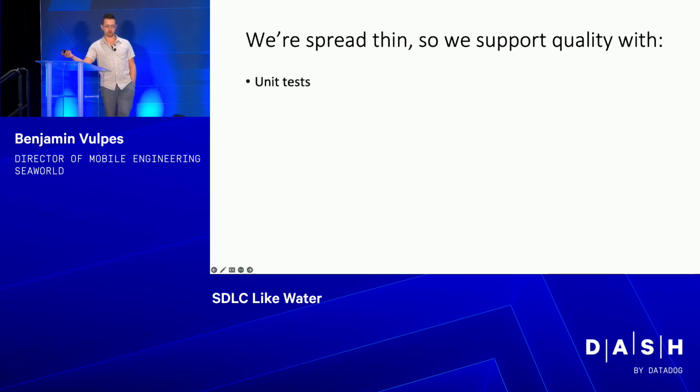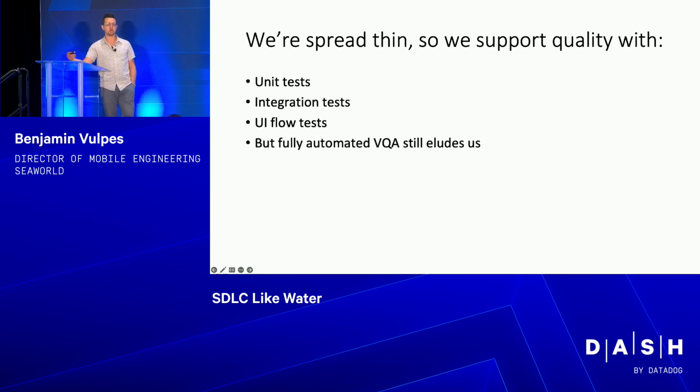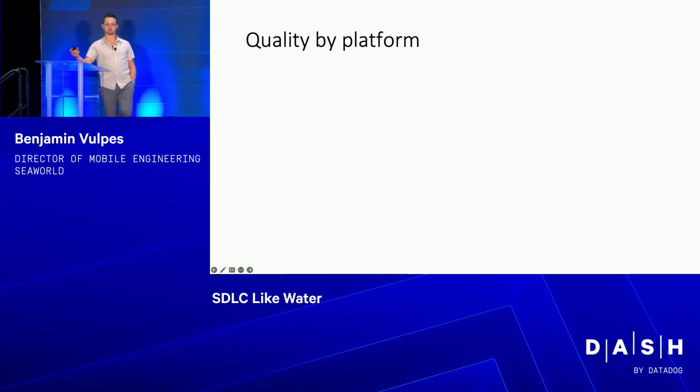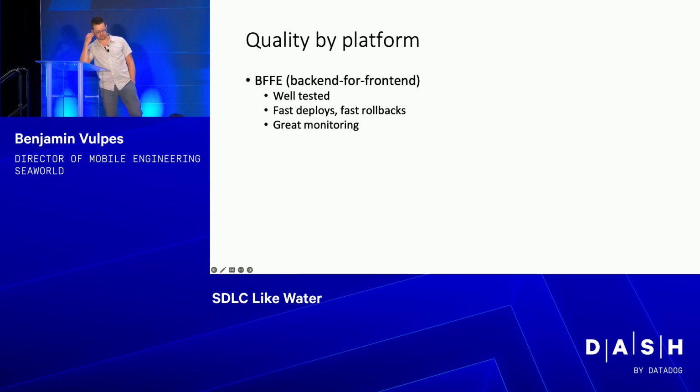So we support quality with all of the obvious things: unit tests, integration tests, UI flow tests, but fully automated VQA is the last gap for us. Let's talk about the quality on each of our platforms, how we approach that. For the BFFE, it's very well tested. I think we're all on the same page.